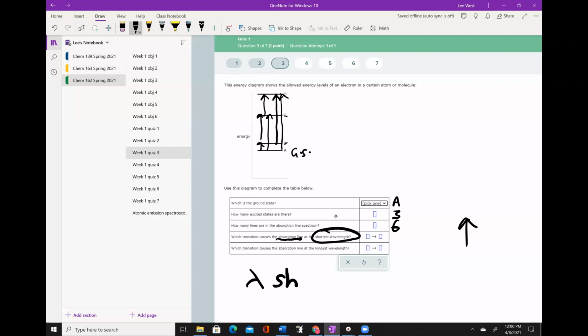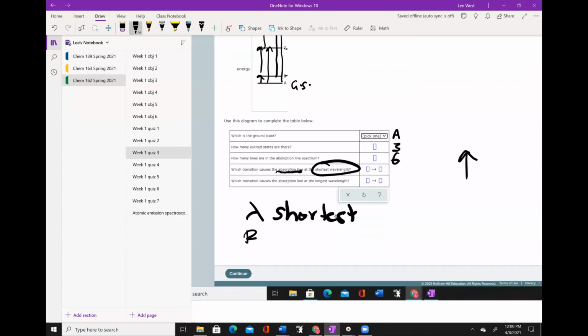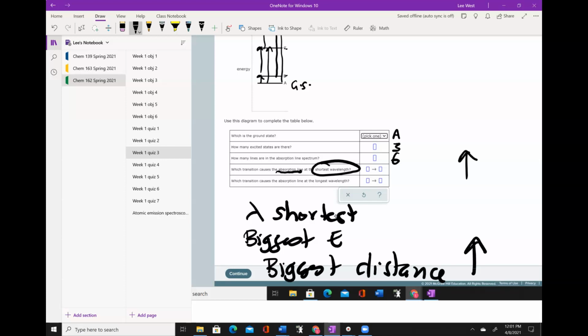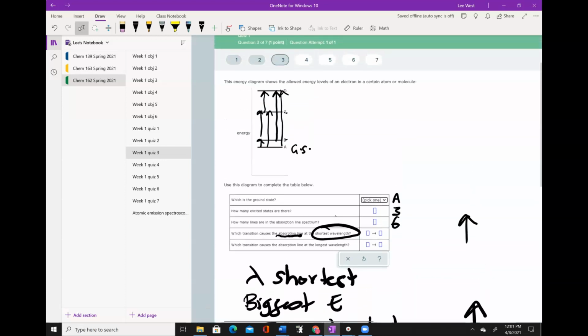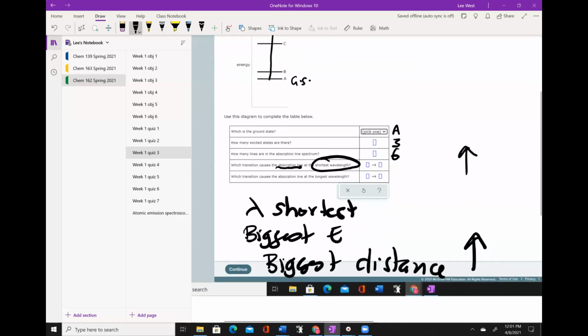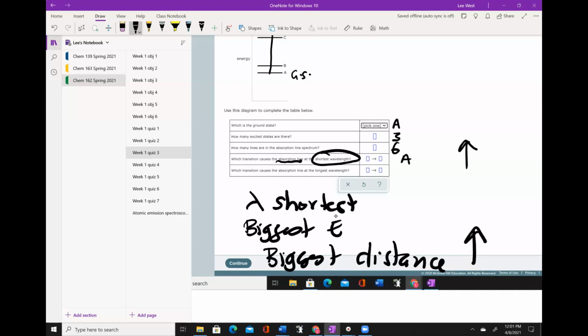And then now it says which transition causes the absorbance line at the shortest wavelength. So lambda, the shortest, is the biggest energy. And that means it is the biggest distance that the electron moves. And for absorbance, we're going up, right? So what's the biggest distance that an electron can move upwards? Well, it would be from A all the way up to the third excited state, D. So it's going to be A to D.